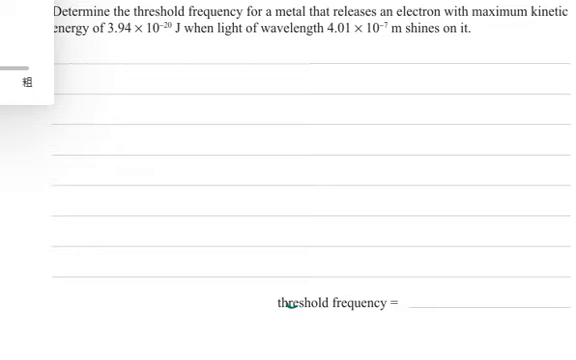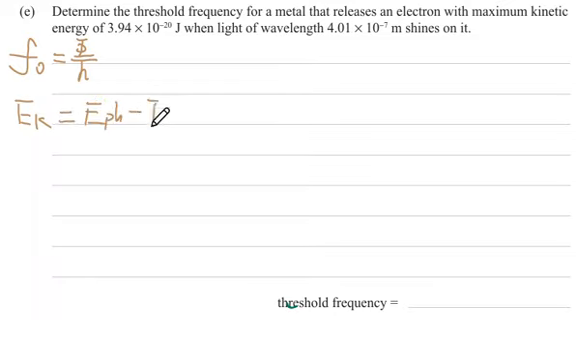Let's use this color. Okay, all right. Determine the threshold frequency. We know that the threshold frequency is going to be f0, and it is phi, the work function of the metal, over h, Planck's constant. We are given Ek here, 3.94 times 10 to the power of -20. And we know that Ek is going to be E photon minus phi. So from this equation, we should be able to calculate phi.